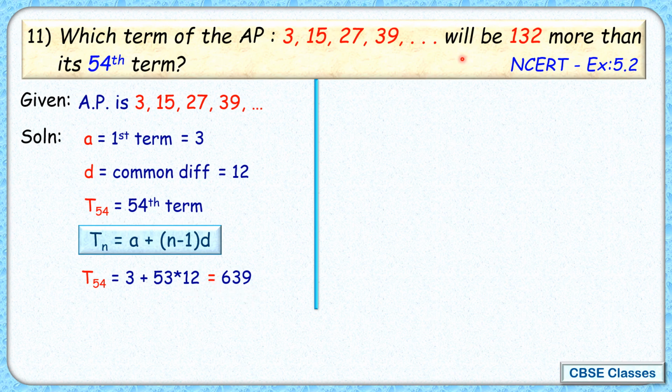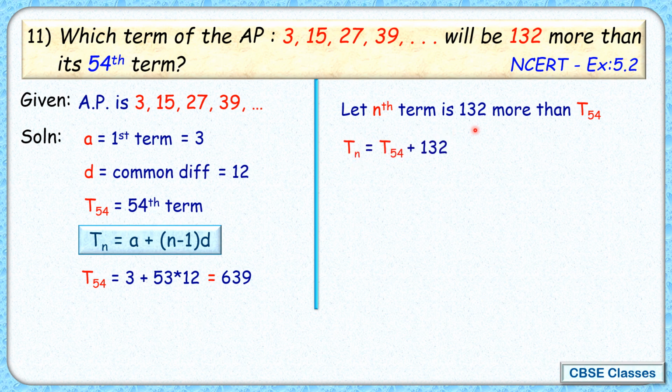Now let's assume that the nth term is 132 more than the 54th term. So that means Tn is T54 plus 132, but T54 is 639. So Tn is 639 plus 132, that is 771.